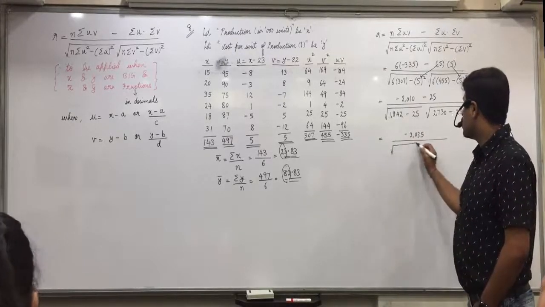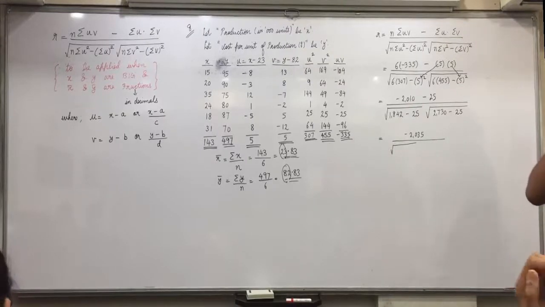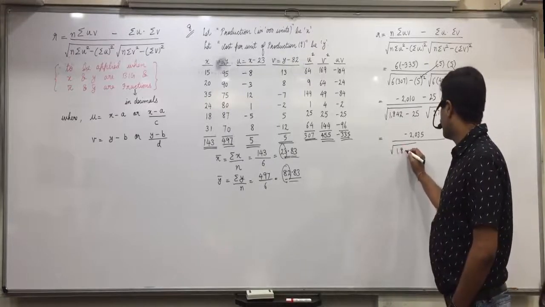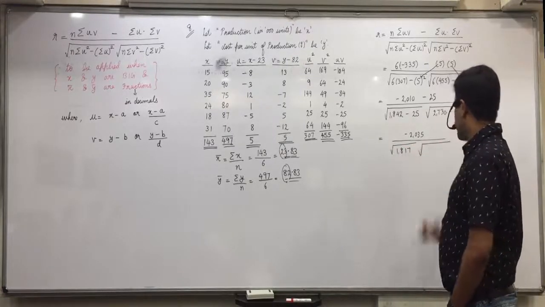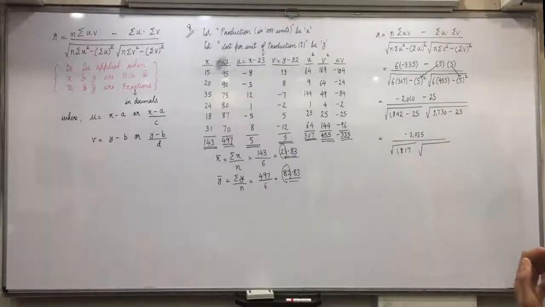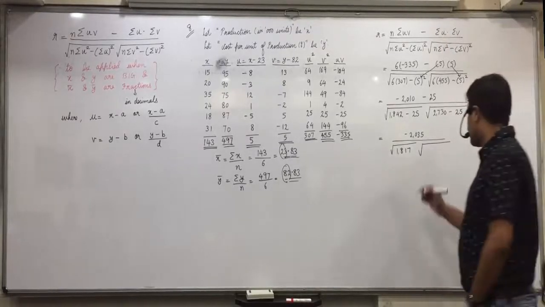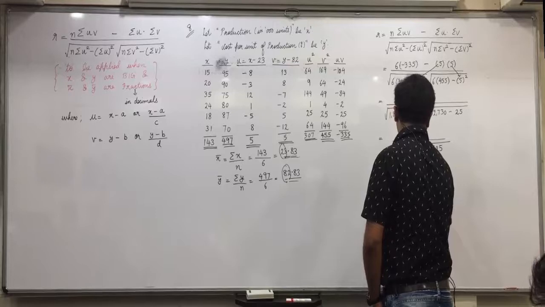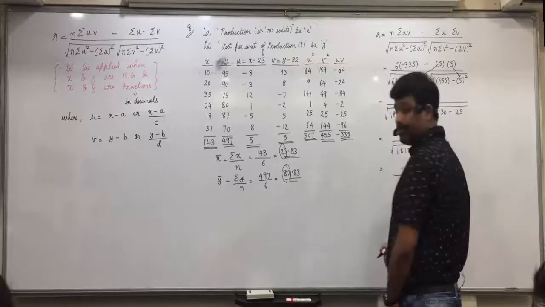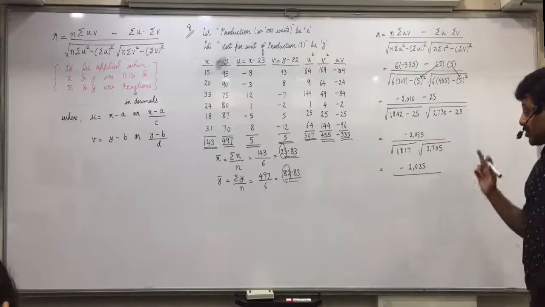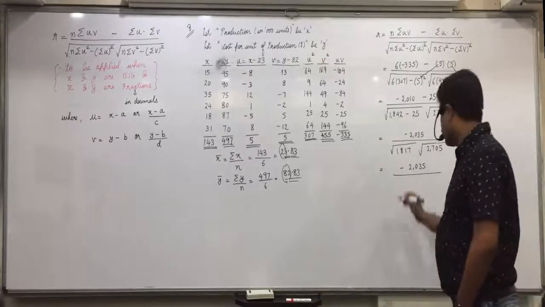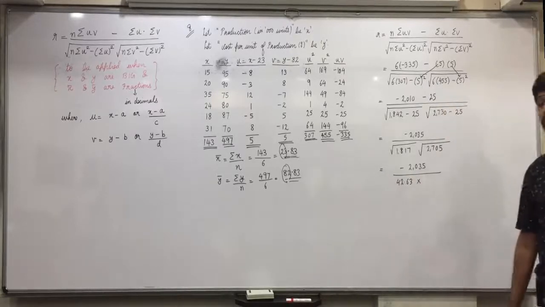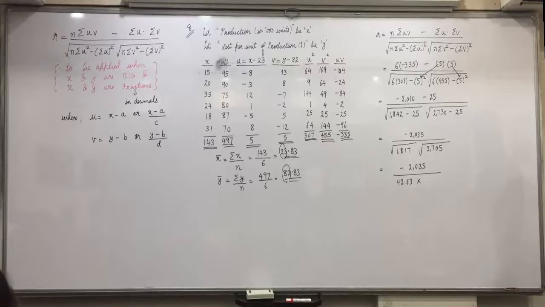Upon square root of 1842 minus 25, that is 1817. Square root of 1817. And 2730 minus 25 is 2705. Now minus 2035 divided by square root of 1817, which is 42.63, into square root of 2705.